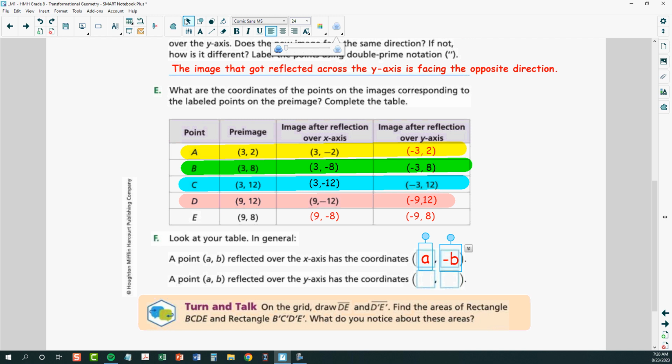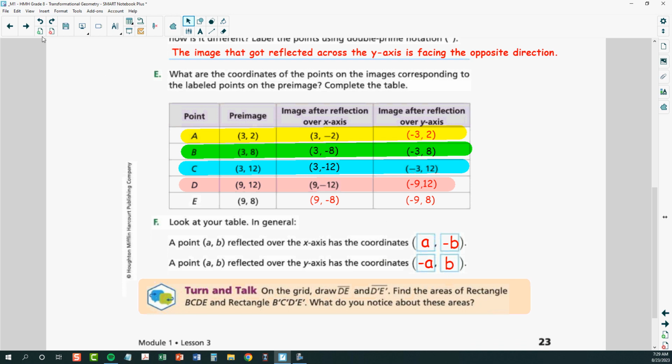Notice how the B, or your Y value, became the opposite. Your X value stayed the same when it crossed the X-axis. What happens when you cross the Y-axis over here from the pre-image? What do you think? I'll pause. Yeah, the A image, when you reflect over the Y-axis, your X value, which is A right here, is now negative, but your Y value stays the same. All right, let's go to page 24.